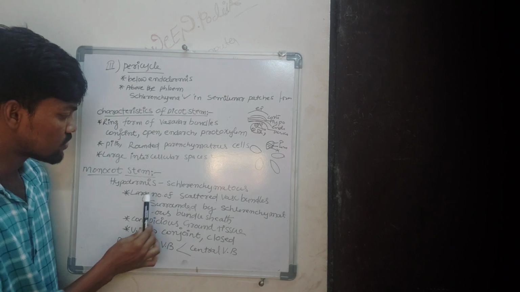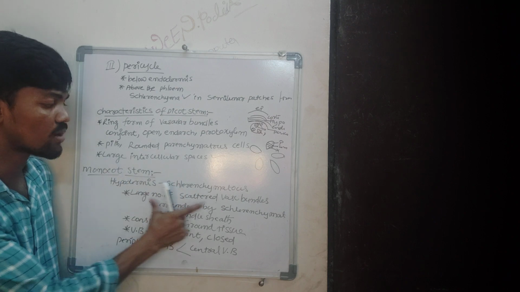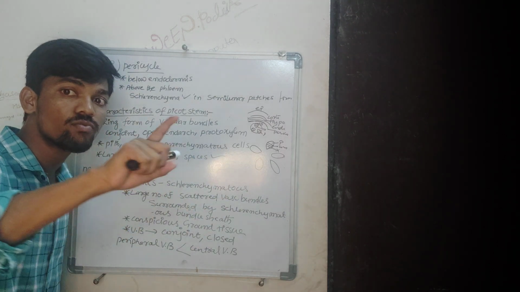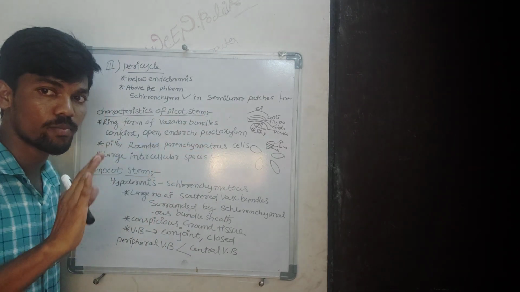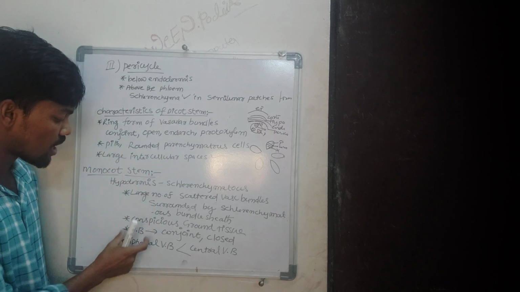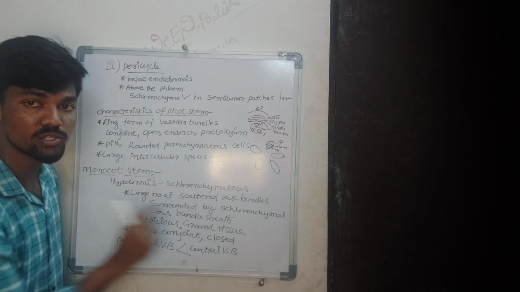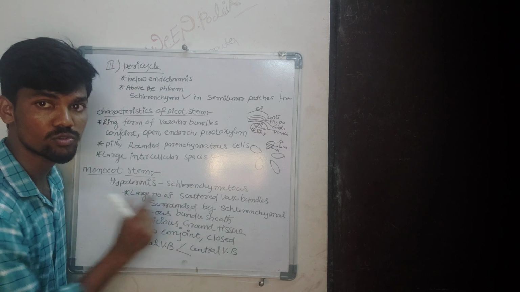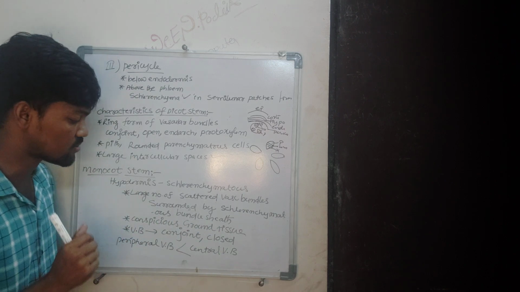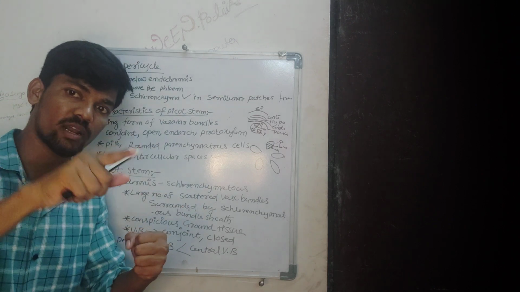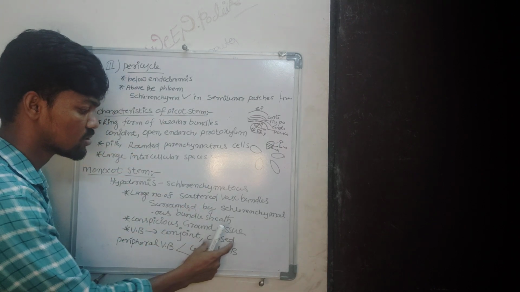Coming to this, the monocot stem is characterized by a large number of scattered vascular bundles, but in the dicot stem there is a ring form of vascular bundles, which are conjoined, open, and with endarch protoxylem. Conspicuous ground tissue will be present, and the vascular bundles are conjoined and closed. Conjoined means they are joined together. Now coming to closed.